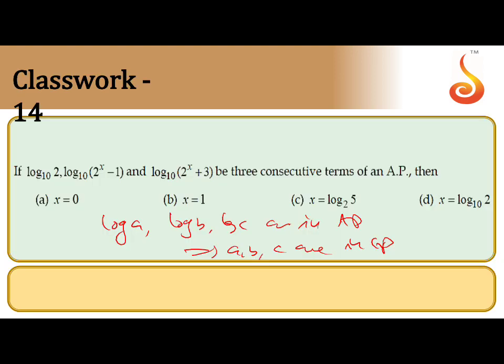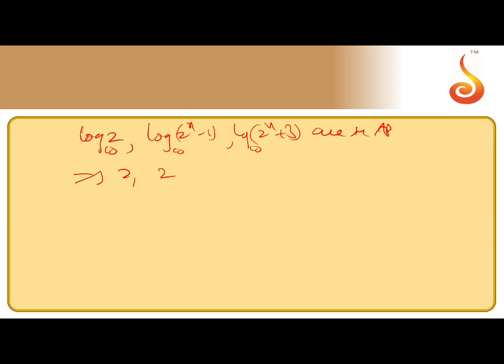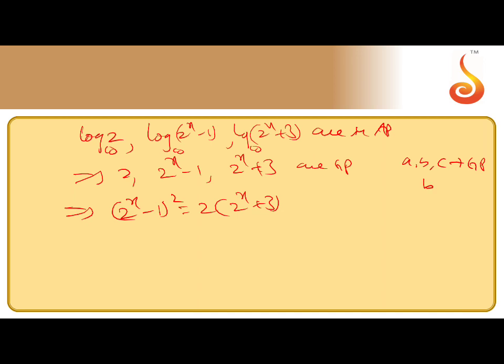So once come back, so base is 10 here. So they have given log 2 base 10, log of 2 power x minus 1 base 10, log of 2 power x plus 3 base 10 are in AP. So if they are in AP, it means 2, 2 power x minus 1, 2 power x plus 3 are in GP. If three terms are in GP, the square of the middle term equals the product of the remaining terms. We have the formula: A, B, C are in GP means B square equals what? AC. That property can be used here.